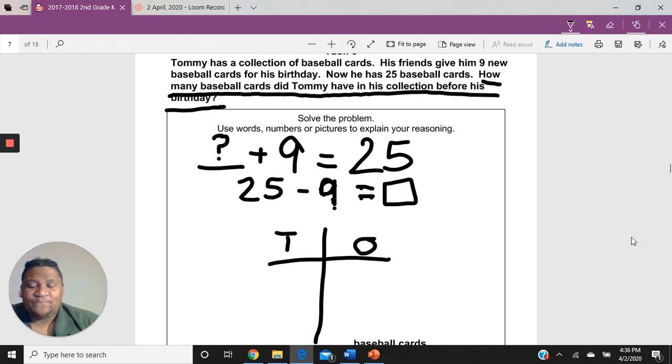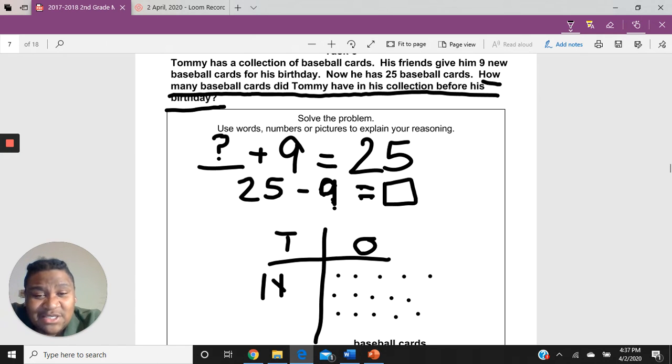All right, here we go. So I'm going to start with my 25. I know that 25 has 2 tens and 5 ones. I need to take 9 ones away. Well, I notice that I do not have 9 ones to take. So I must take a ten and unbundle it over here. Now I have 9 ones that I can take. All right, so I am going to cross out my 9 ones.